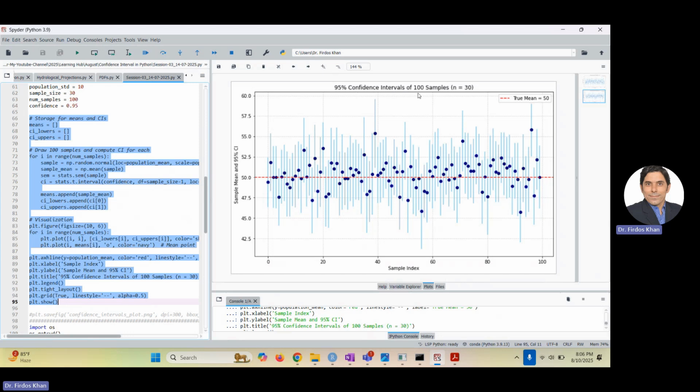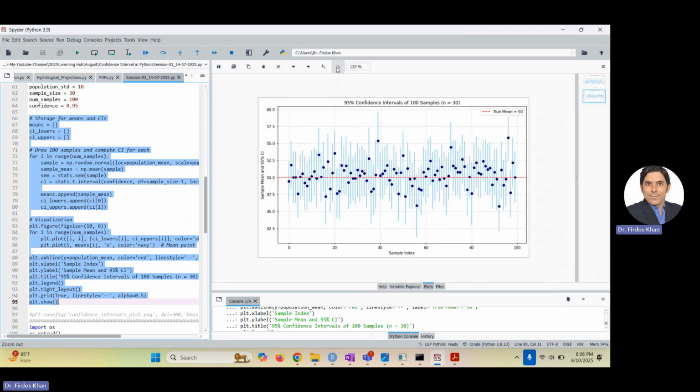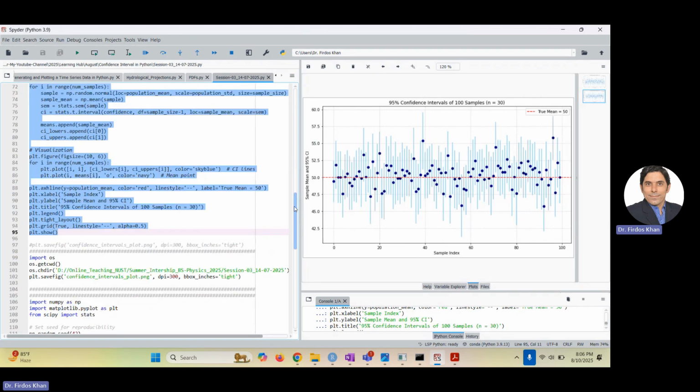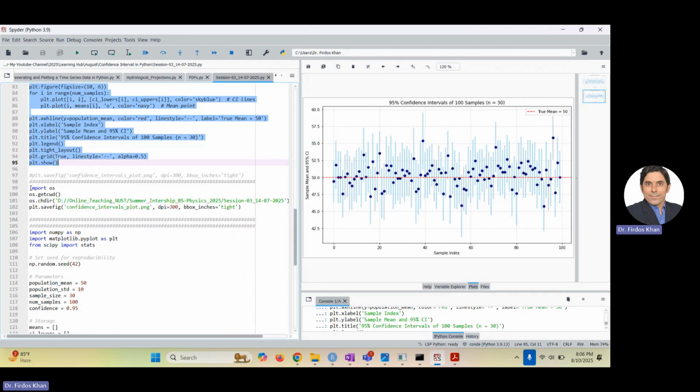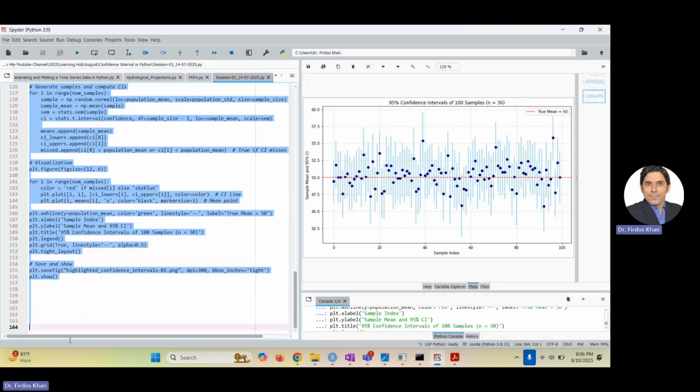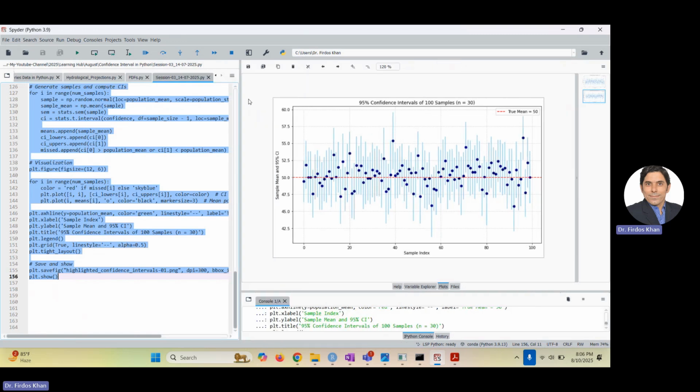95% confidence interval per 100 samples, n is 30. You can do this now. You would like to color the samples which do not cover the population mean with a different color, and that I have done in the next code. You will see now that the samples which do not cover the population mean will be colored with the red color.